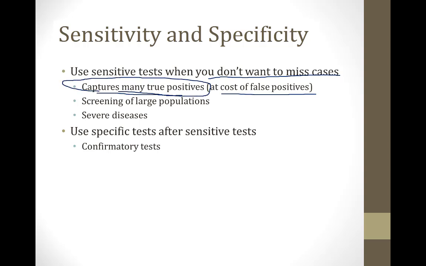This is why sensitive tests are good for screening large populations, especially for severe diseases that can be treated if they're picked up early. Now, once a sensitive test is positive, we usually follow that up with a specific test. These are called confirmatory tests, and this is the way screening of large populations is often done, because the sensitive test does not miss any cases. And that concludes our module on sensitivity and specificity.